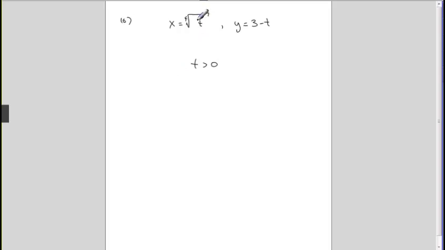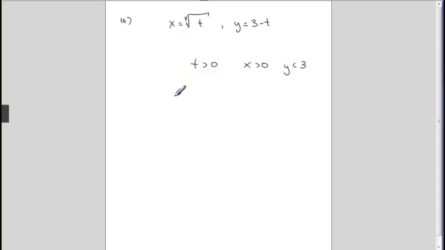Okay, so what does that say? So if t is greater than 0, x is going to be greater than 0. And if t is greater than 0, then y is going to be less than 3. So that should tell us something about what this plot should look like, especially when we substitute it in here. So since we want to have y as a function of x, we just say y is equal to 3 minus t, but let's not do that yet.